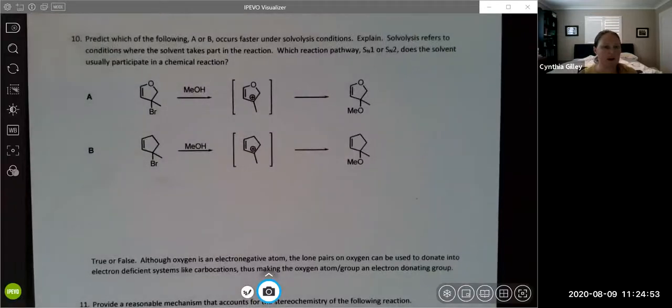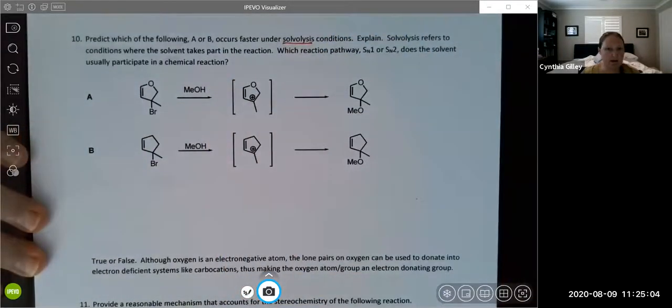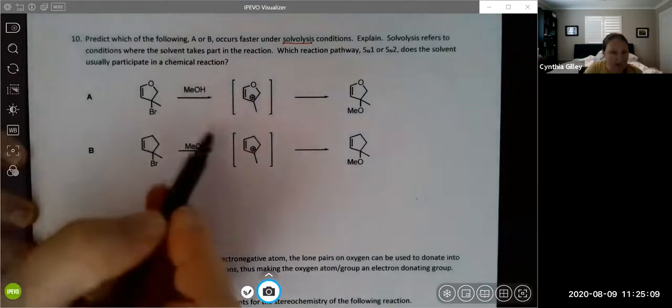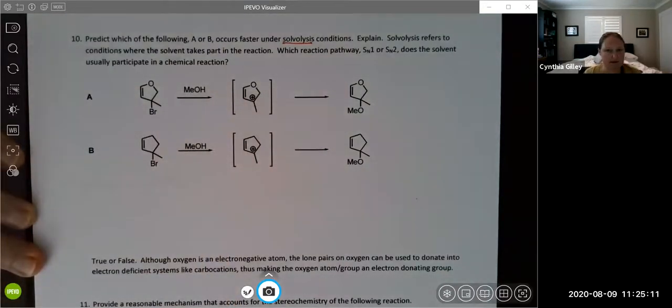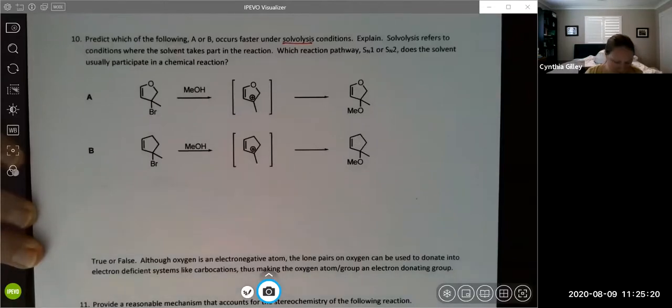Predict which of the following, A or B, occurs faster under solvolysis conditions. Solvolysis means that the solvent is getting involved in the reaction as a nucleophile, which means that methanol is going to be our nucleophile, which is also our solvent in this case. So we're really wanting to know which of these SN1 reactions occurs faster. Solvolysis is typically an SN1 reaction.